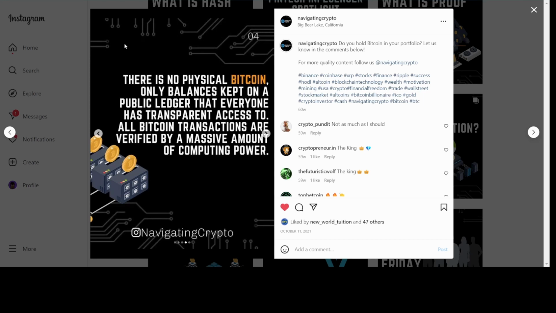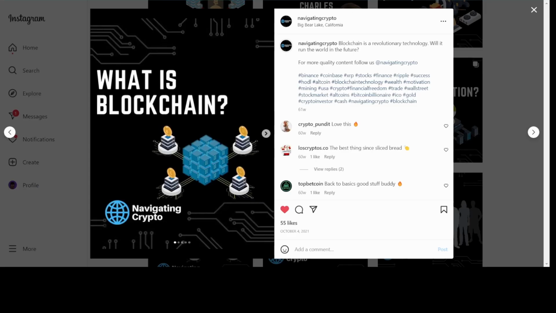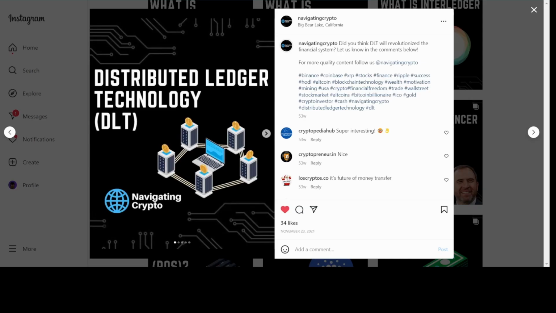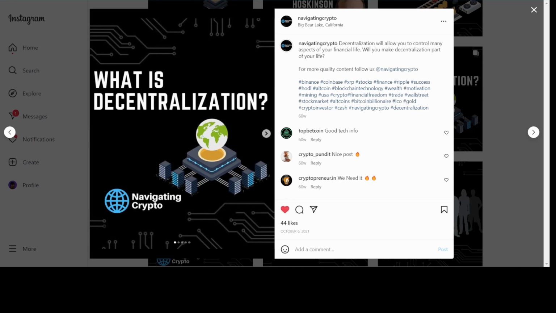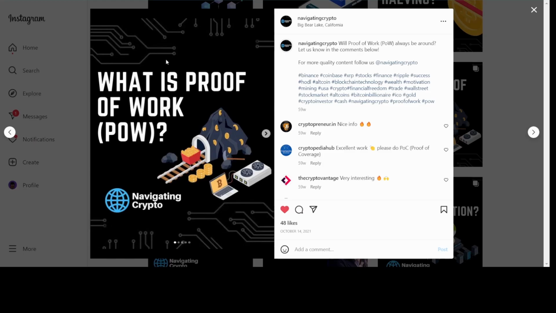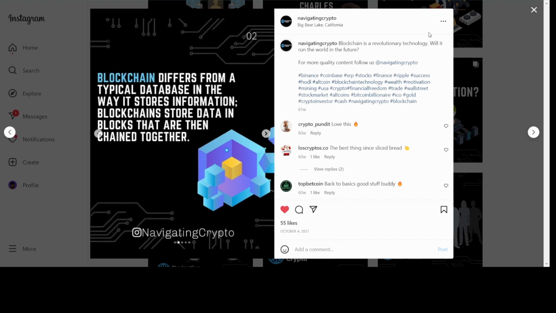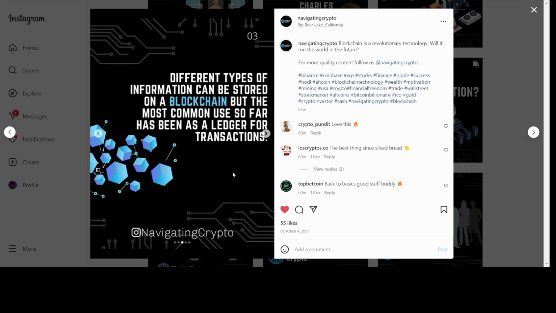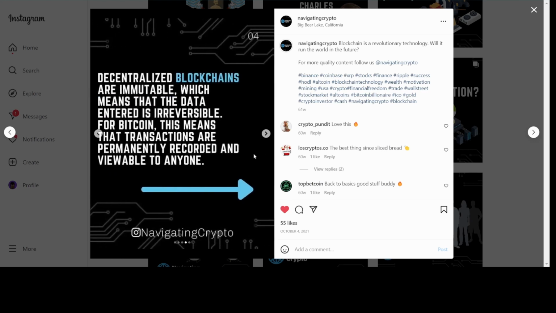So with these generation 1 cryptocurrency networks, the main terms to really know are blockchain, distributed ledger technology or DLT, decentralization, and also proof of work. So a blockchain is different from a typical database in the way it stores information. All blockchains store data in blocks that are all chained together. And then different types of information can be stored on a blockchain, but the most common use so far has been a ledger for transactions. And also decentralized blockchains are immutable, which means that the data entered is irreversible. For Bitcoin, this means that transactions are permanently recorded and viewable to anybody.